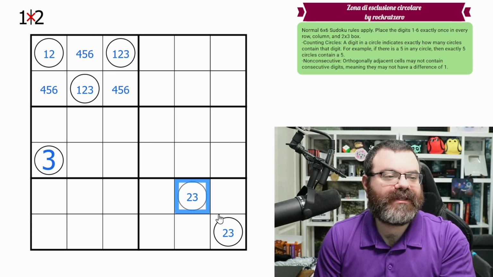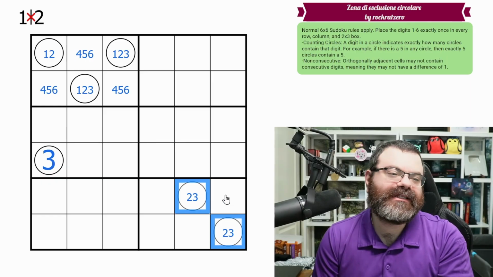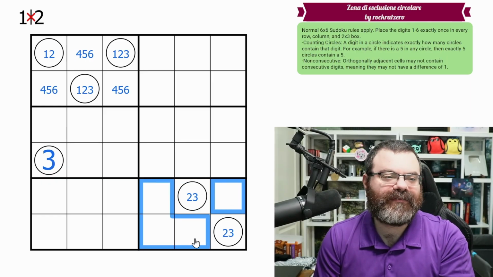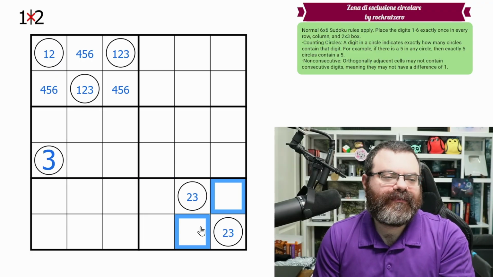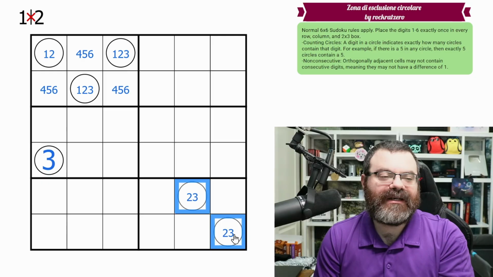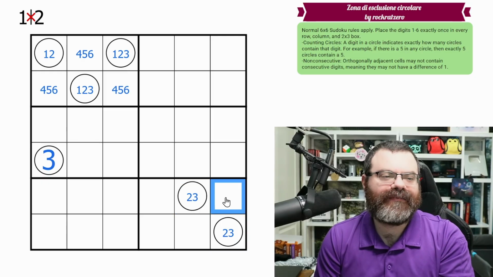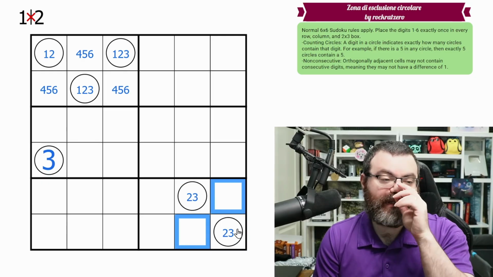So that doesn't really help us, but this 2, 3 pair may help us. Well, no, because we already eliminated 2 and 3 from all these cells, so I guess that's not helpful either. Well, okay, but these 2 cells definitely see the 2 and definitely see the 3, right? Because they see the entire 2, 3 pair, right?